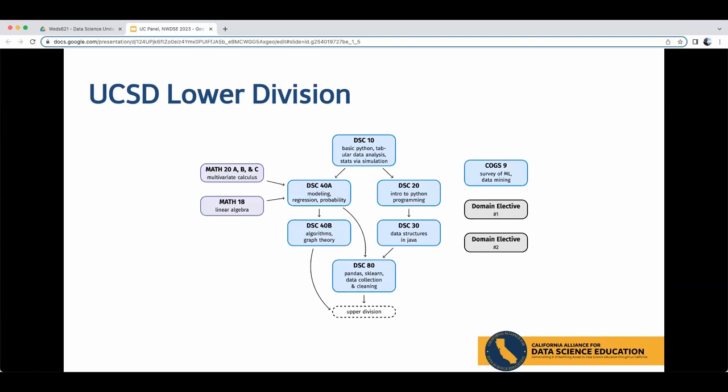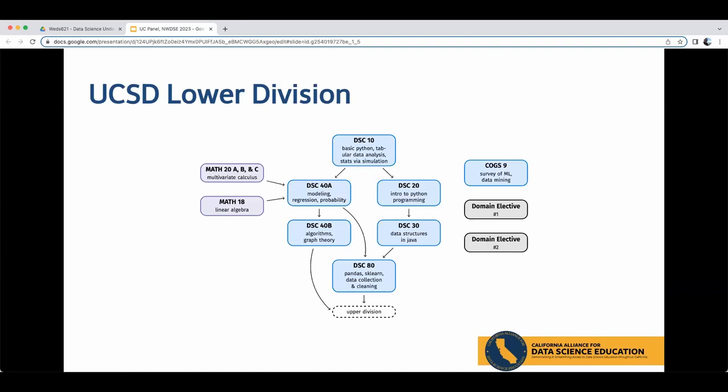These two tracks come together in DSE 80. I think of this as our lower division capstone. So DSE 10 is project-based in a sense, but it's very constrained. Students are given clean data sets, they're very nice to work with. DSE 80, it's not as nice. They're given messy data, they may have to get the data themselves, and then clean it, and then perform some analysis on it. So it really is sort of a sequel to DSE 10, but now they know stuff. They know some programming, they know some theory. And DSE 80 is the launching point for the upper division.